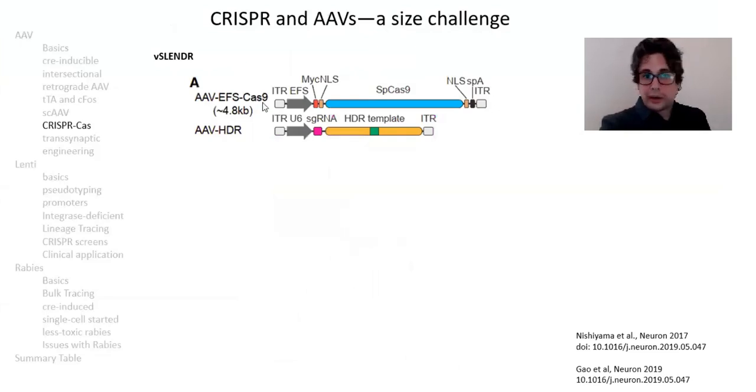Now, CRISPR-Cas9 is all the hotness, and unfortunately, the Cas9 gene is really large. So people have been able to engineer variants, in this particular study called the viral slender, where you can deliver the Cas9 with a really minimal promoter and just the bare minimums of what you need here. It's really reaching that limit. And then with a separate AAV, you have the HDR template and the sgRNA in order to do the knock-in that you want in vivo from a virus.